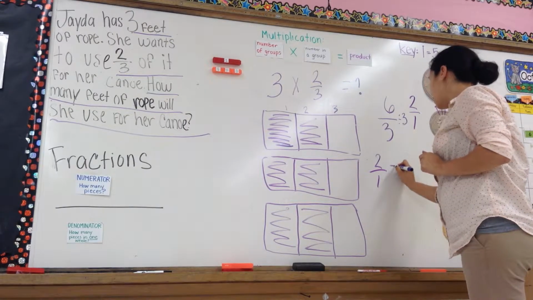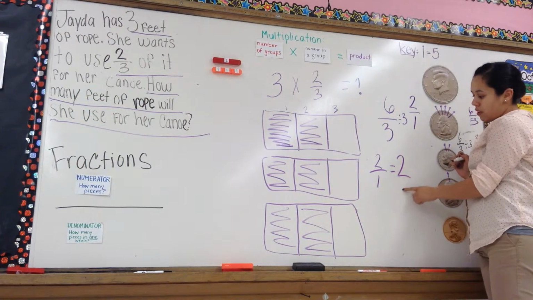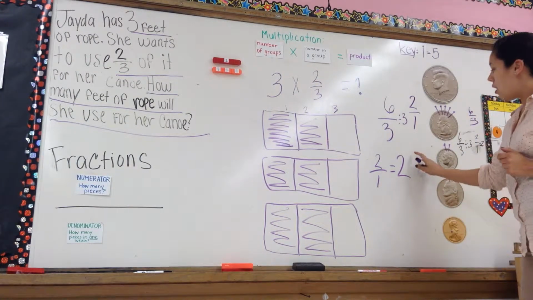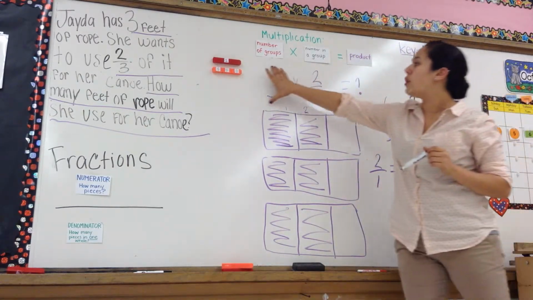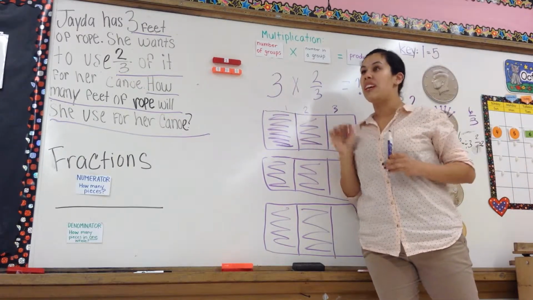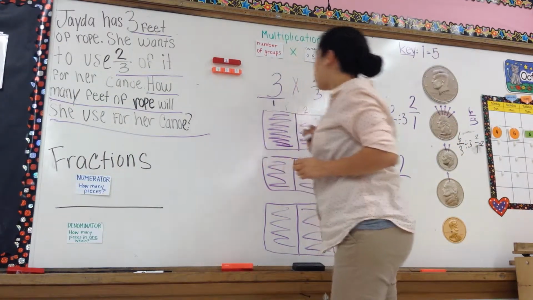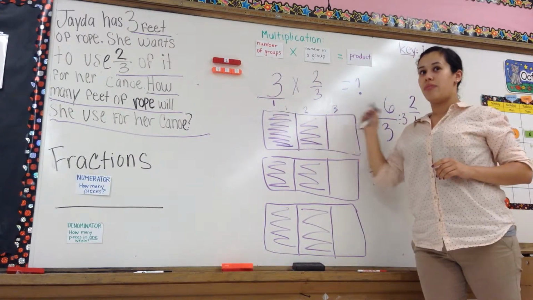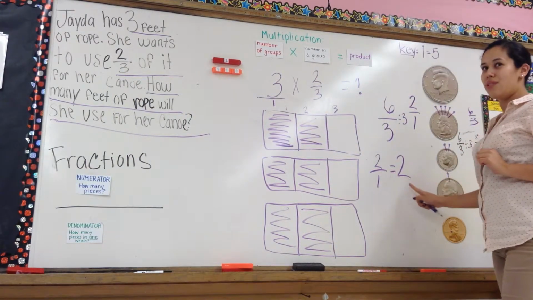So 2 over 1 is the same as 2. Because remember, is this the same? 2 over 1 is the same as 2. Yes, remember, when we have a whole number like this, what do we always have underneath that whole number? Remember last week we talked about this. Our whole numbers are magical because they have an invisible 1 underneath. They all have an invisible 1 right there. Do not forget about your invisible 1 when you multiply. So, we have 2 over 1, which is the same as 2.